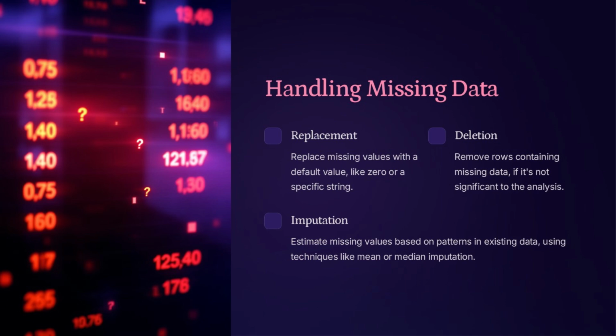The slide introduces the topic of handling missing data in data analysis. It outlines 3 main approaches: replacement, deletion, and imputation. Replacement involves filling in missing values with a default value like 0 or a specific string. Deletion involves removing rows with missing data if the missing data is not critical to the analysis. Imputation estimates missing values based on patterns in the existing data, using techniques like mean or median imputation. The image on the slide visually represents missing data in a data table, highlighted in red. This provides a clear visual context for the techniques being discussed.